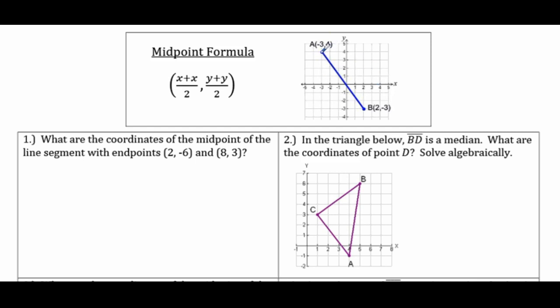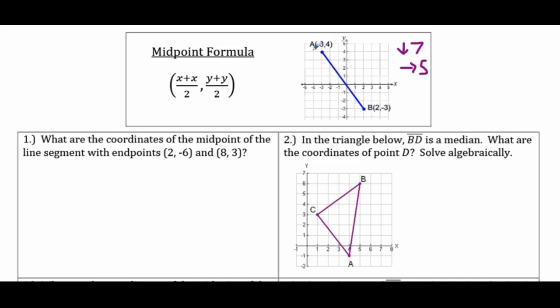So going down, starting at A, I would go down 1, 2, 3, 4, 5, 6, 7, down 7. And then I would have to go over to the right, 1, 2, 3, 4, 5. Well, I would take half of that distance. Half of 7 is 3.5.